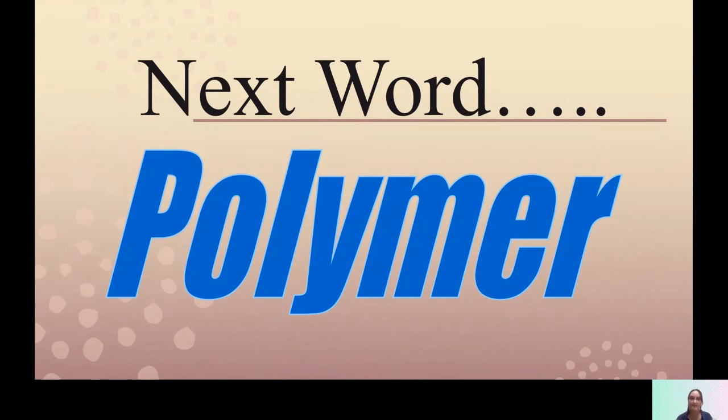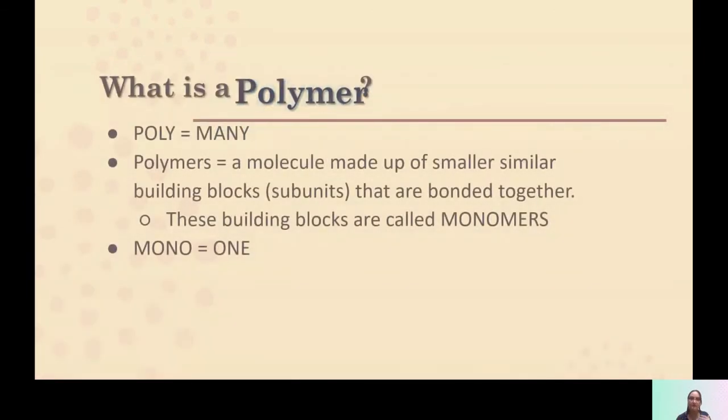Our next word, polymer. So we know what a macromolecule is. Now what is a polymer? A polymer is very simple to understand if you remember your prefixes. Poly means many. So many mers, right? So it's a molecule made up of a lot of similar mers, similar, that might help make a connection. A lot of similar building blocks.